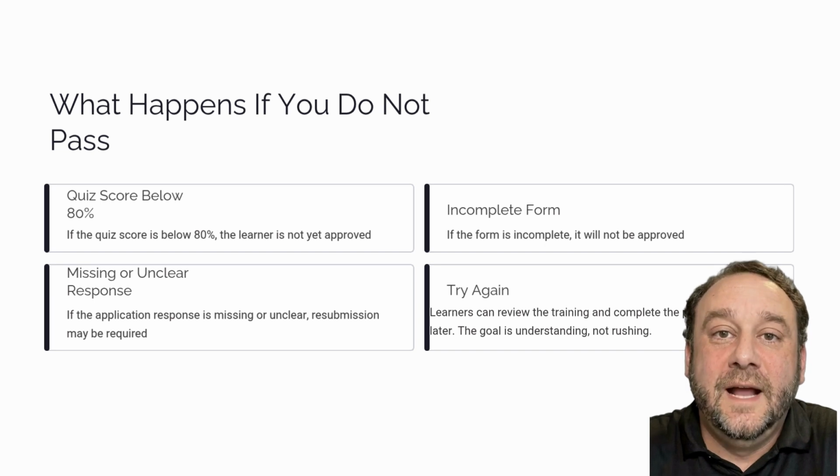If you do not pass, that does not mean the process is closed to you. It simply means you are not yet approved for certification. There are a few common reasons this might happen. The most obvious is scoring below 80% on the quiz. Another possibility is submitting an incomplete form. A third is providing an application response that is missing, too unclear, or not clearly connected to the training.